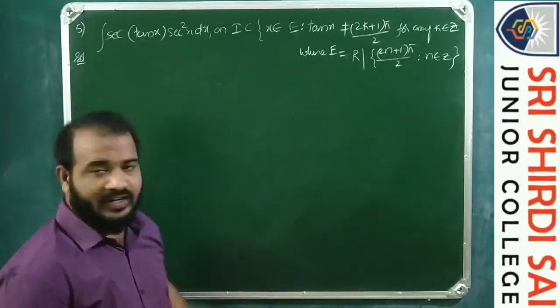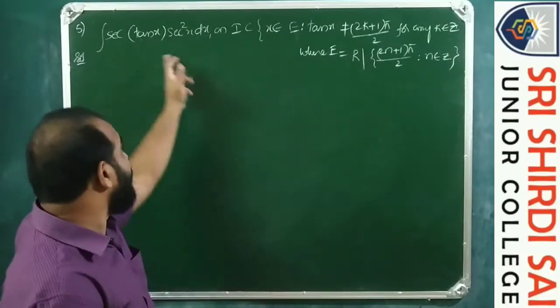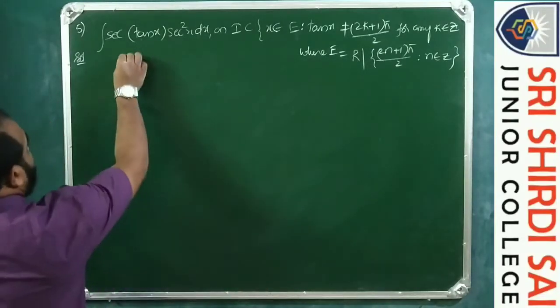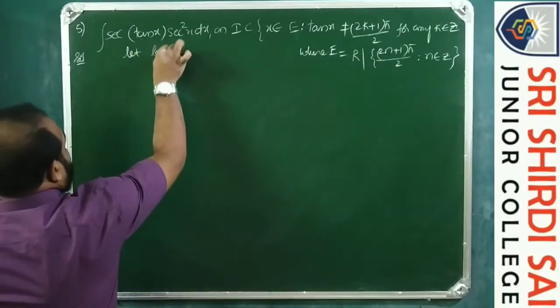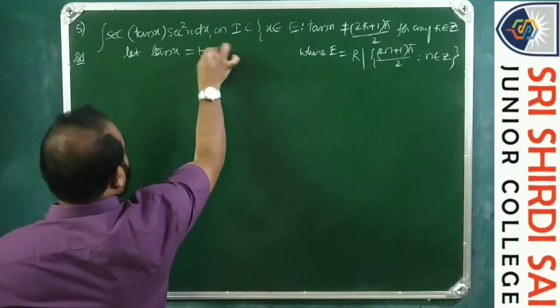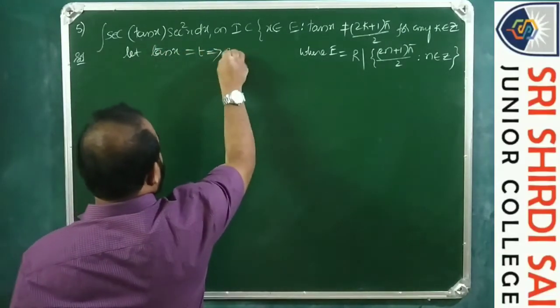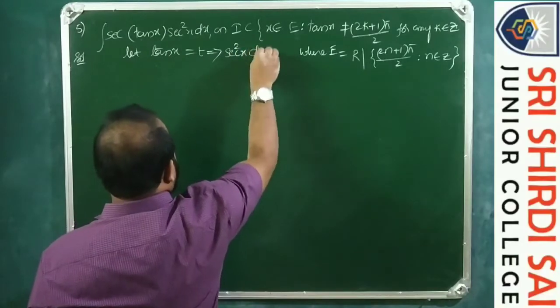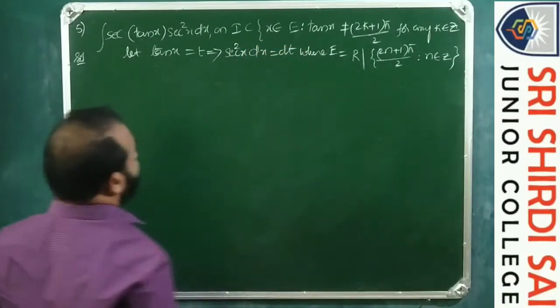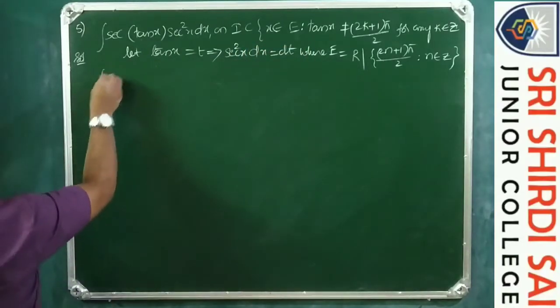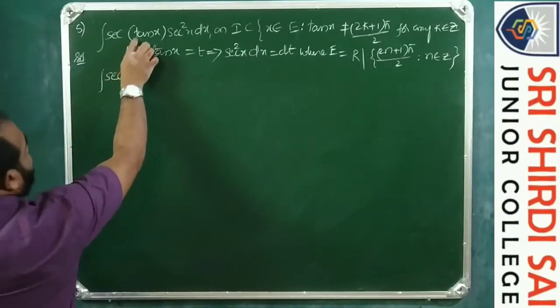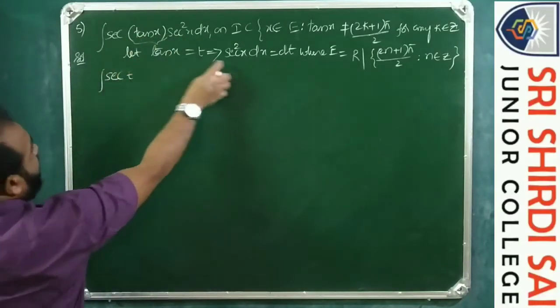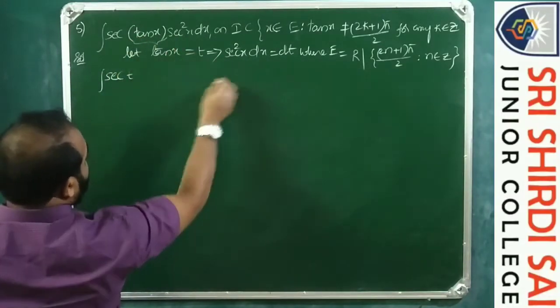The derivative of tan x is secant square x, but the derivative of secant square x is not tan x, right? Let tan x equal t, then its derivative, secant square x dx, is equal to dt. So tan x is t, which we have taken here. Now secant square x dx is dt.